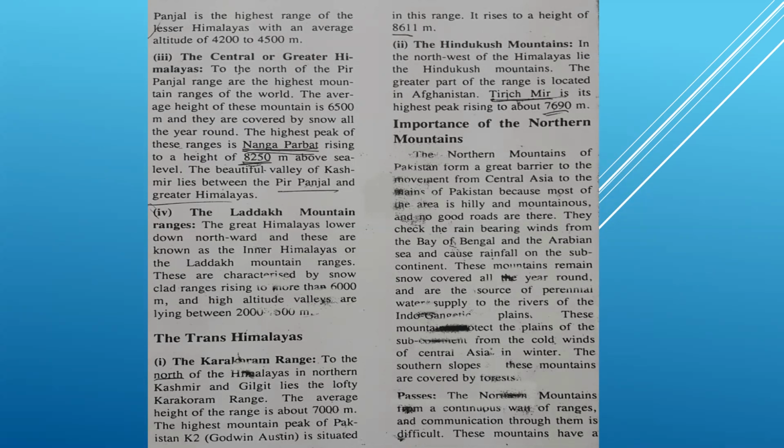The Hindu Kush mountain in the northwest of the Himalayas, a greater part of the range is located in Afghanistan. Tirich Mir is the highest peak in the Hindu Kush mountain, and the height of Tirich Mir can be asked in MCQs, that is 7,690 meter.